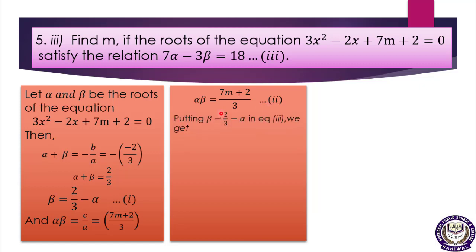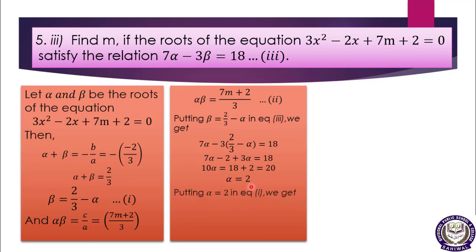Putting beta is equal to 2 over 3 minus alpha in equation 3, that is the relation 7 alpha minus 3 beta equal to 18, we get 7 alpha minus 3 times 2 over 3 minus alpha equal to 18. Solving this, we get 7 alpha minus 2 plus 3 alpha equals 18. Solving it for the value of alpha, we get alpha equal to 2.